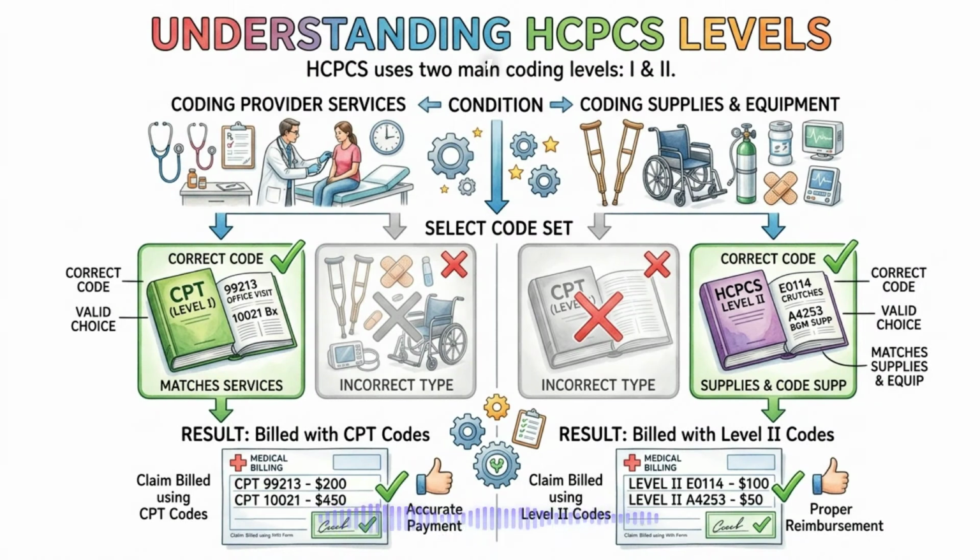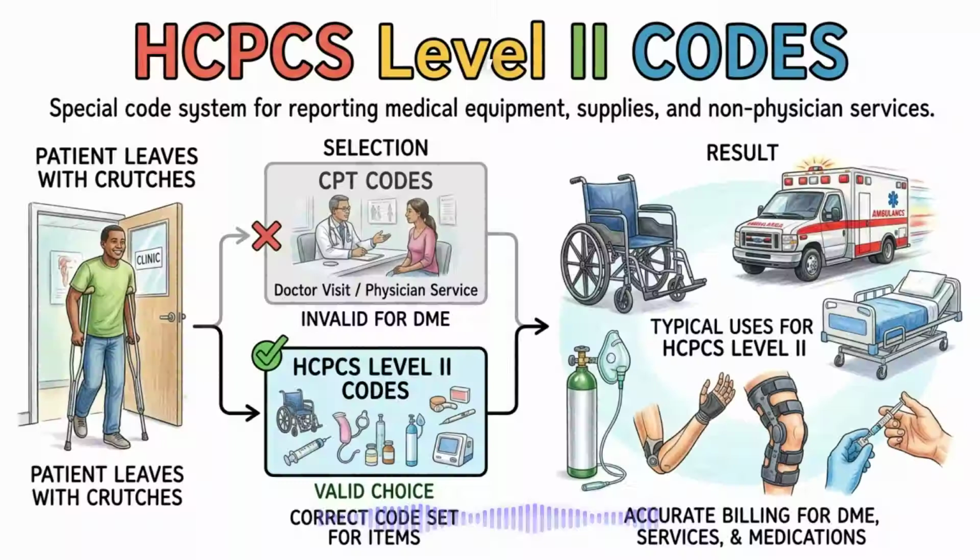HCPCS is divided into 2 distinct levels. Level 1 is simply the CPT code set we just discussed. Level 2, often just called HCPCS, is a separate manual used to report medical products, supplies, and non-physician services that are not found in the CPT Book. HCPCS Level II codes are heavily used for things like durable medical equipment, which includes items like wheelchairs, hospital beds, and oxygen tanks.